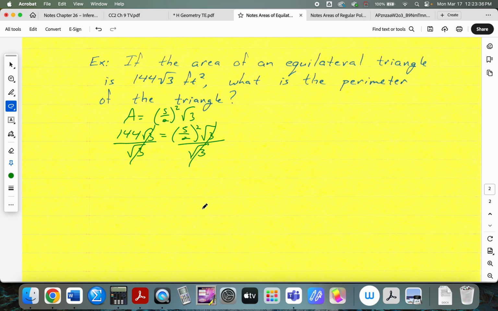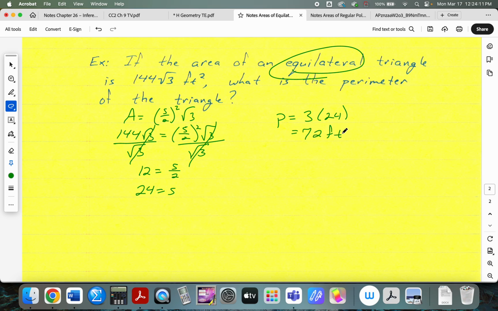Well, that was nice. Now I'm going to take the square root of both sides. And since we're talking about a side length, I don't have to worry about a negative square root. So this is going to be 12 is equal to s over 2. Multiply both sides by 2. We have every side is 24. So the perimeter of the triangle, since it's equilateral and every side is 24, would be 3 times 24, which is 72 feet.